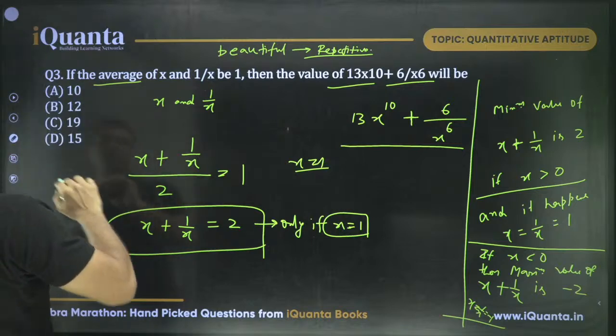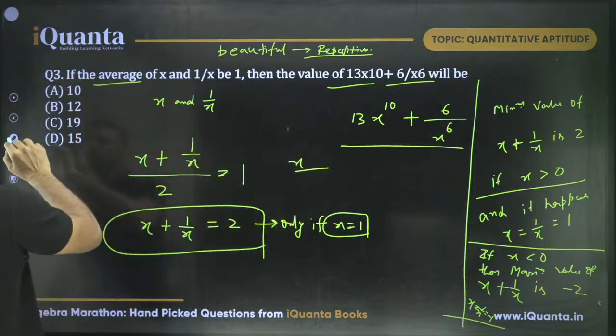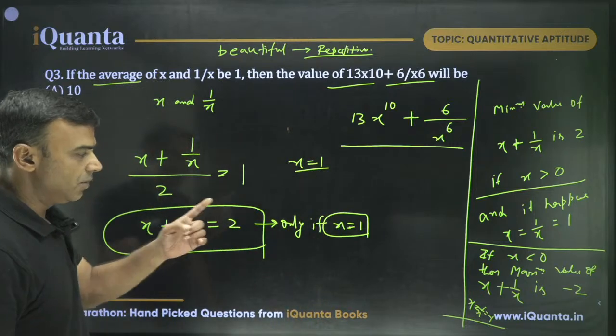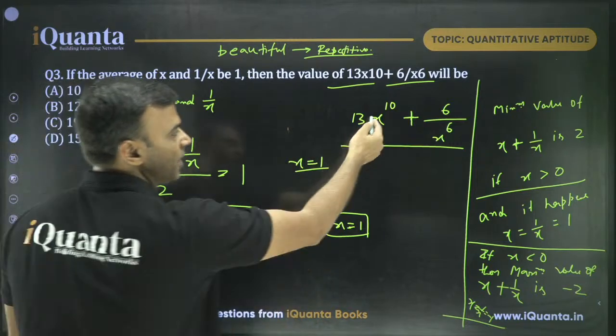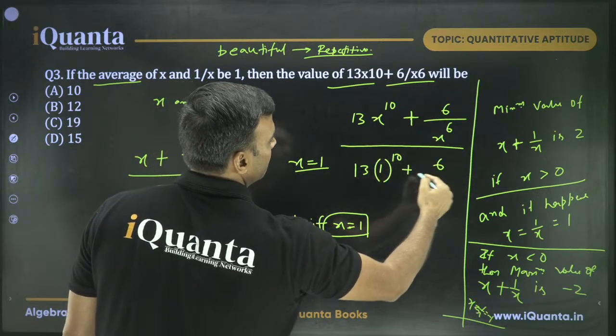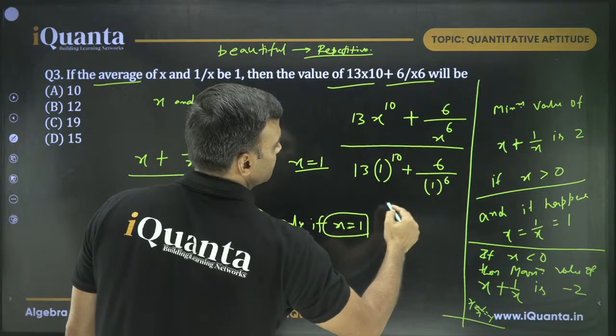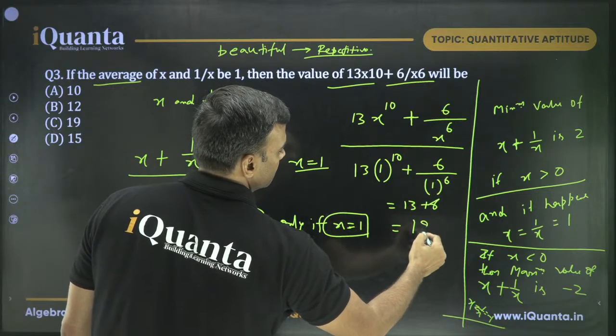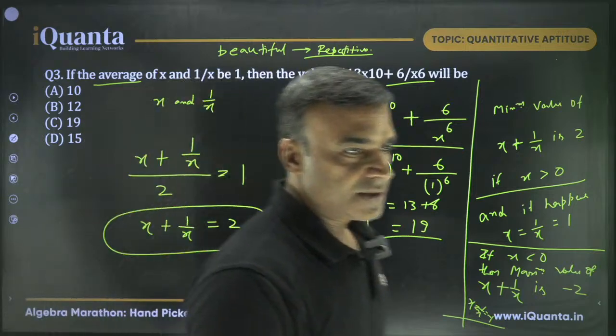So x plus 1 by x equal to 2 is the limiting condition. It will happen only when x is equal to 1. So put it here, it will become 13 into 1 to the power 10 plus 6 upon 1 to the power 6, which is 13 plus 6, and it is 19. Yes?